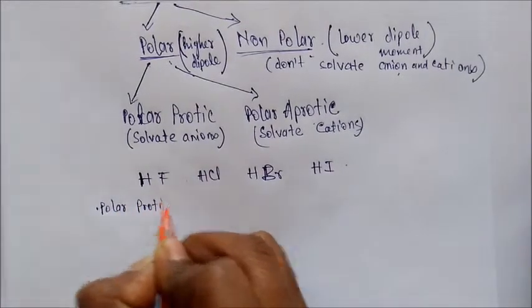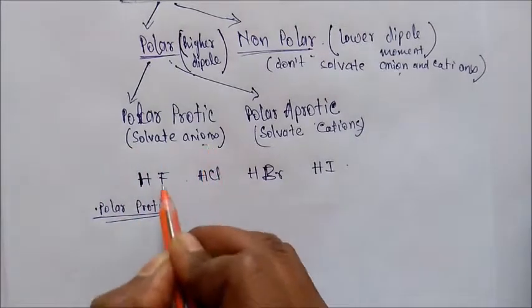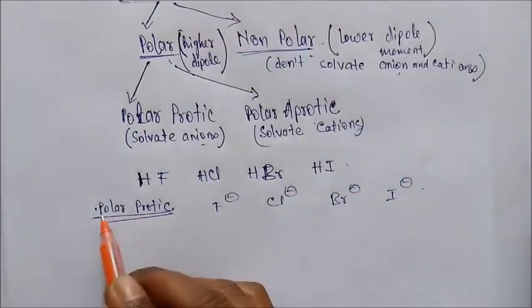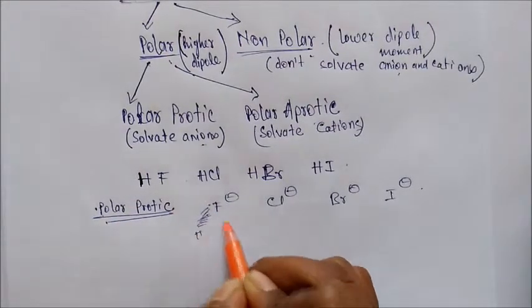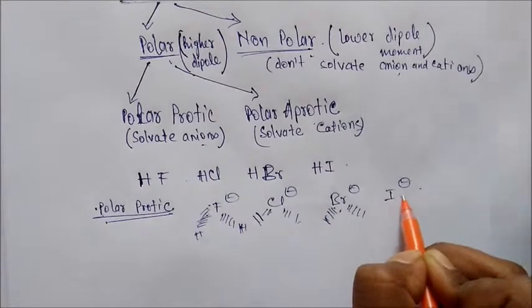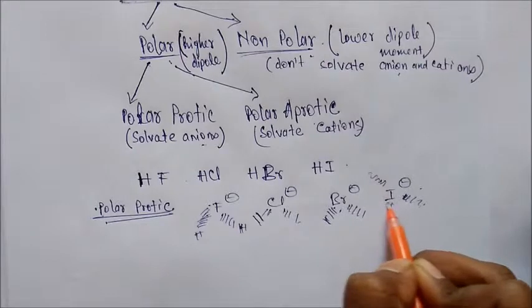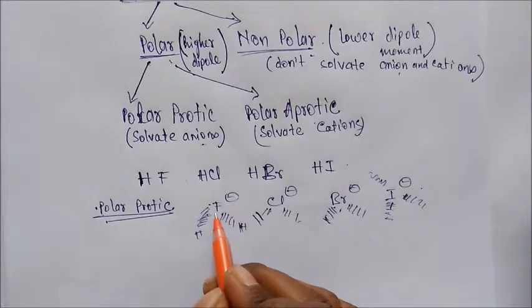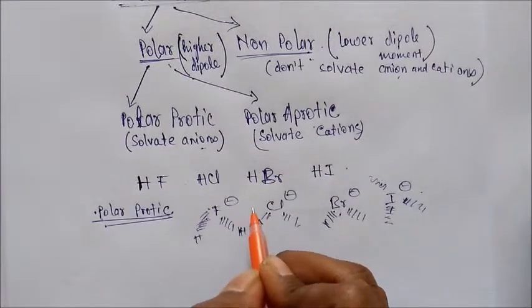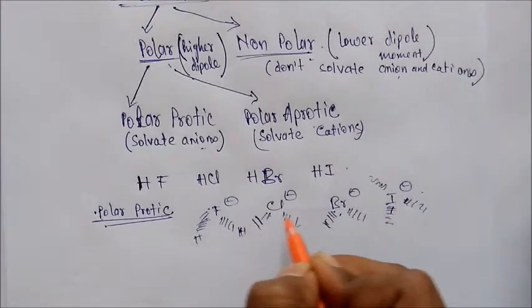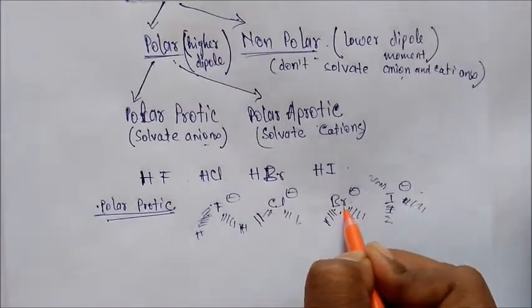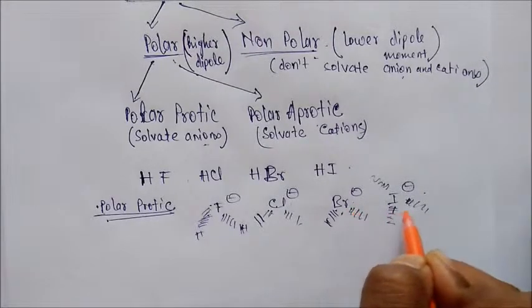If we take polar protic, what will be happening here? Polar protic will solvate the anion part. Here the anion part is F minus, Cl minus, Br minus and I minus, so these anions will be solvated. This is the sign of solvation. The group with a higher charge density will be solvated more. F minus has the higher charge density, so it will be solvated more compared to Cl. Cl has the higher charge density than Br, so Cl will be solvated more than Br. Likewise, Br will also be more solvated than I minus.